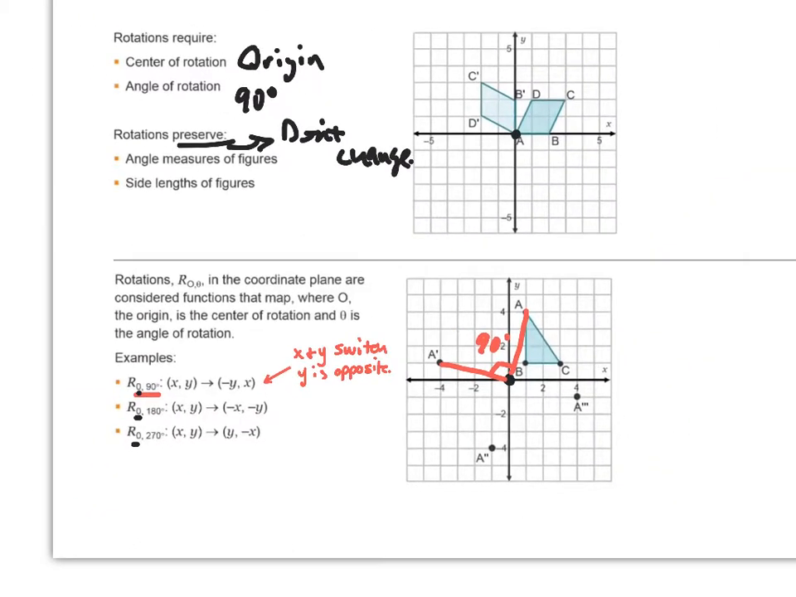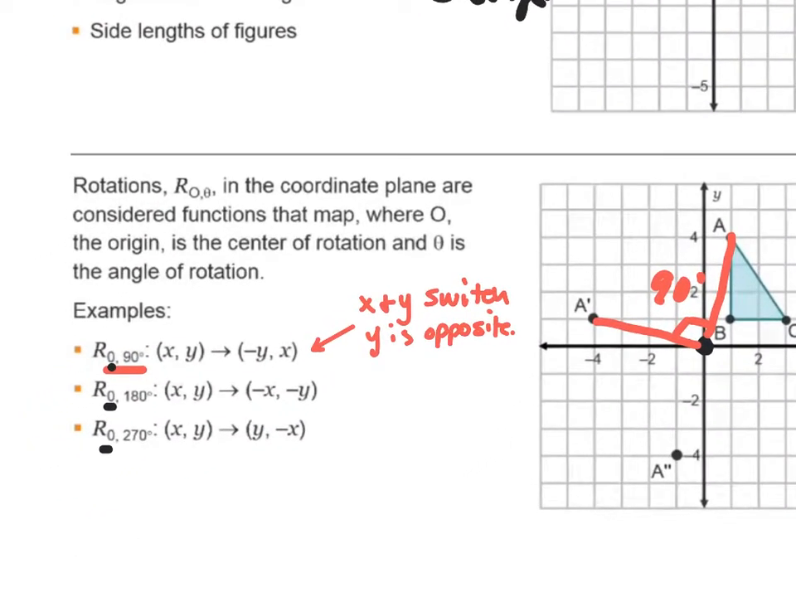If you were to have a 180 degree rotation, then let's connect point A to A double prime, and that's going to go through the origin. This is 180 degrees. And so what I'm noticing here is that x and y become opposite, and that's it. They keep the same orientation.